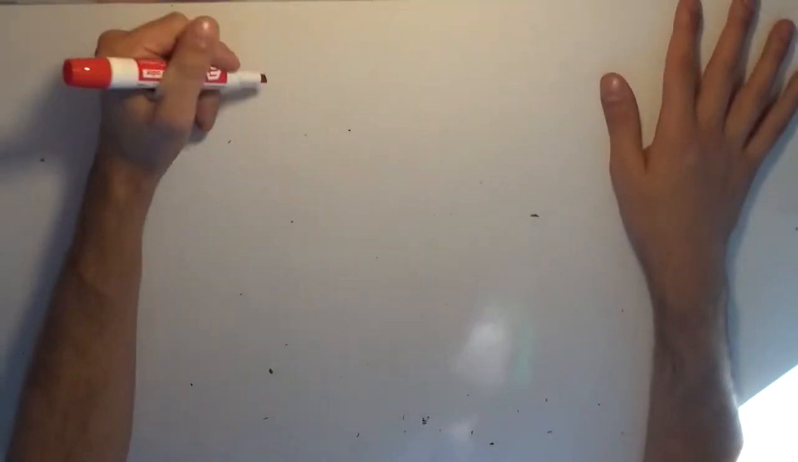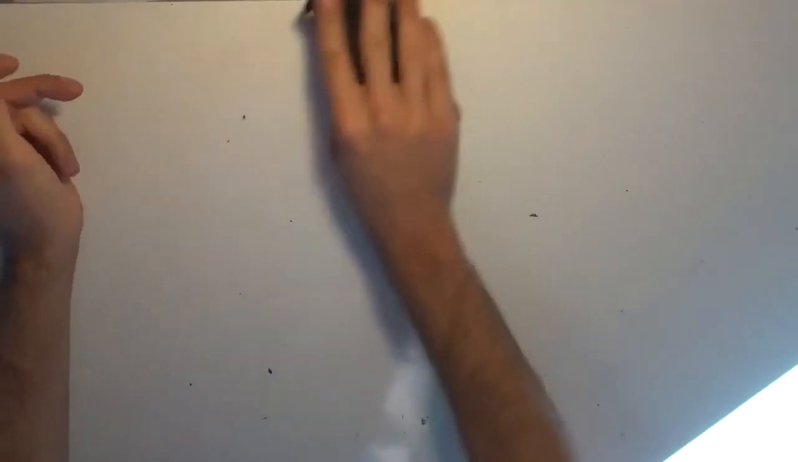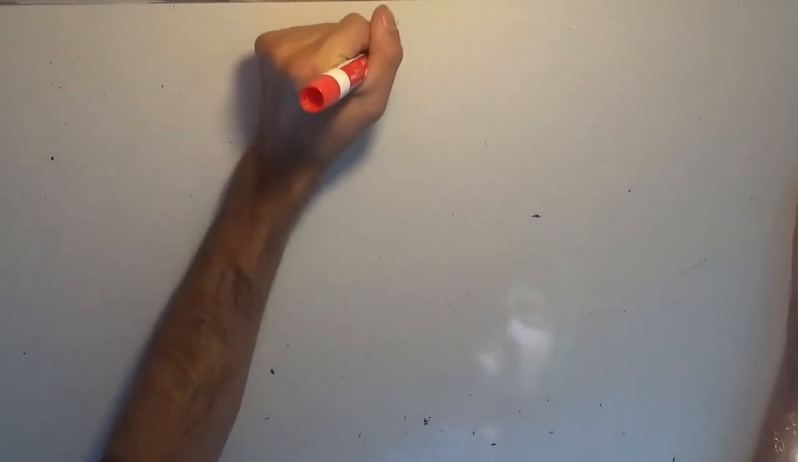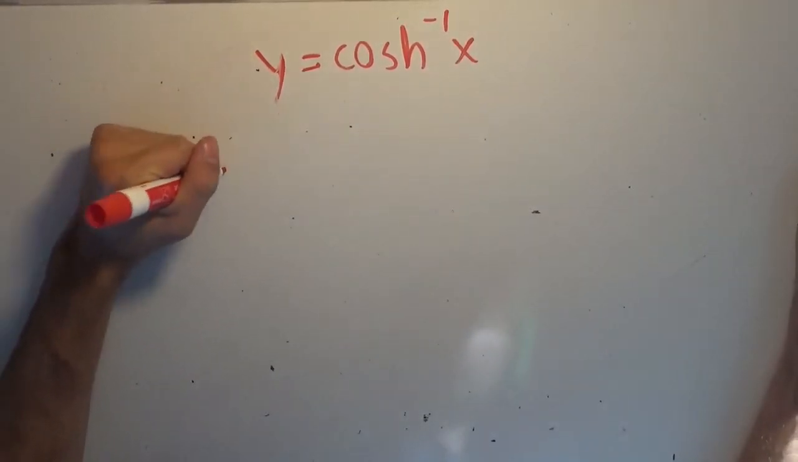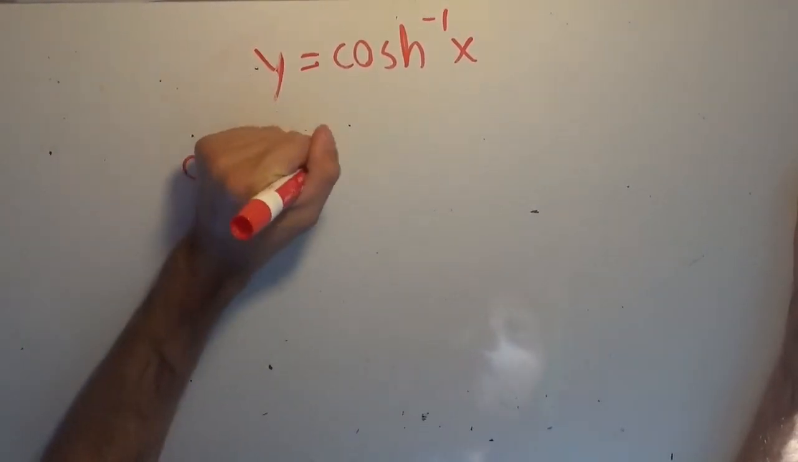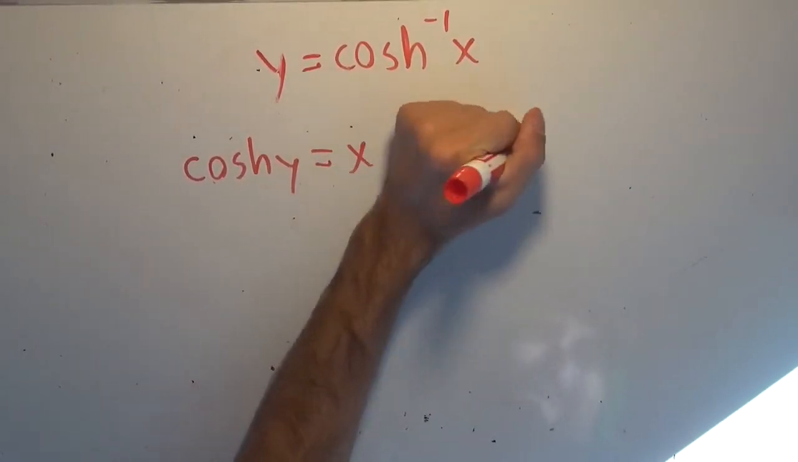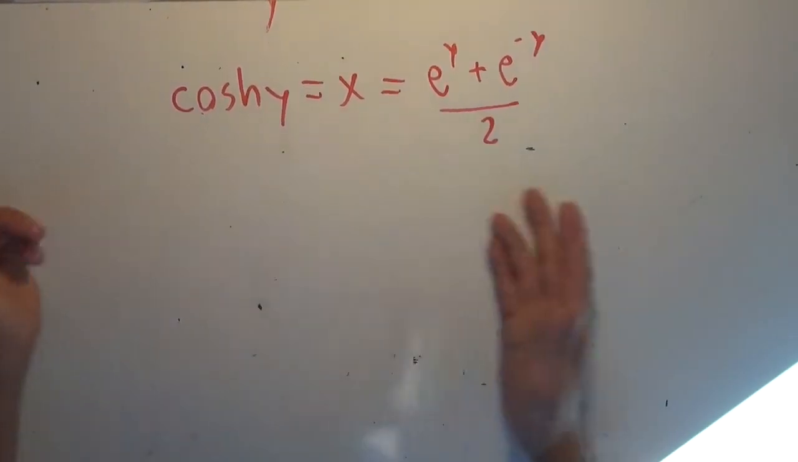Now, we're going to do one more of these because it's something that I'm going to mention in the next video. So we have y equals the inverse hyperbolic cosine of x. So we're going to just do the same thing, and we get that the hyperbolic cosine of y is equal to x, and using the definition of the hyperbolic cosine, we have e to the y plus e to the minus y all over 2. And we're going to solve it in the exact same way.